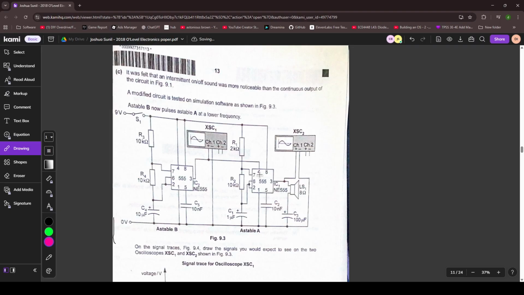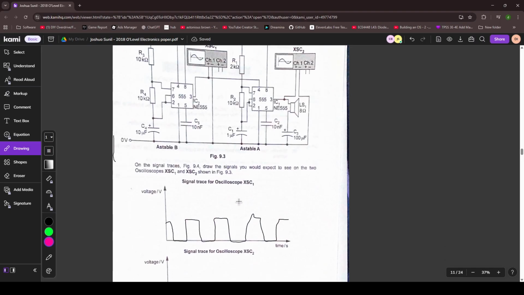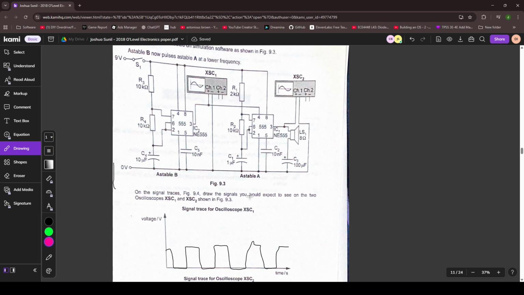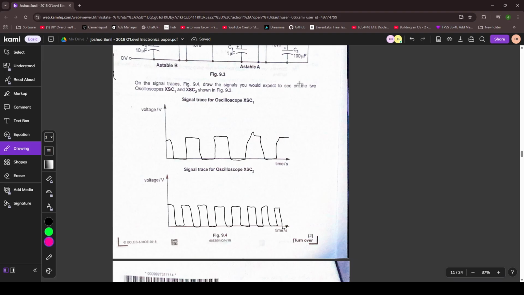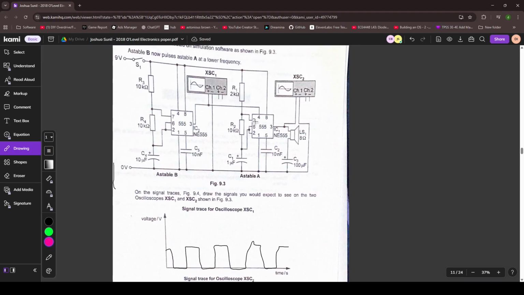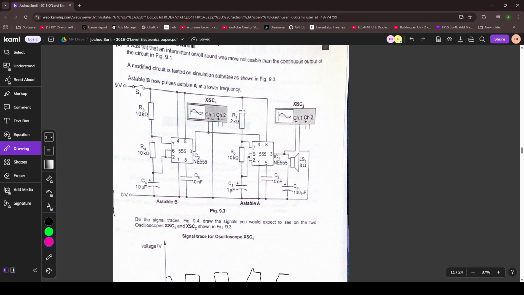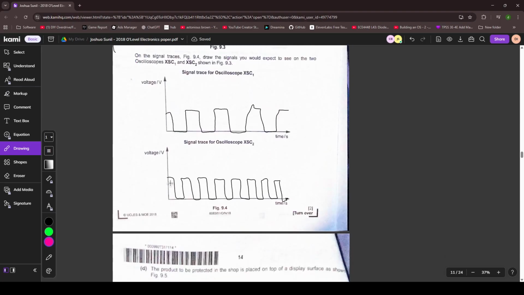That's a terrible design. On the signal traces, figure 9.4, draw the signals you would expect to see on the two oscilloscopes. This and this. Okay, so let's say this is one. Then you do this. For this you need to know whether this period is slower than this period, or this period is smaller than this period. Just looking, this period is probably smaller, so that's why this will happen.